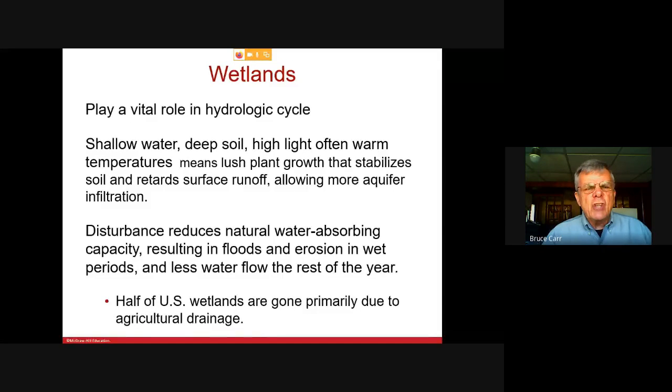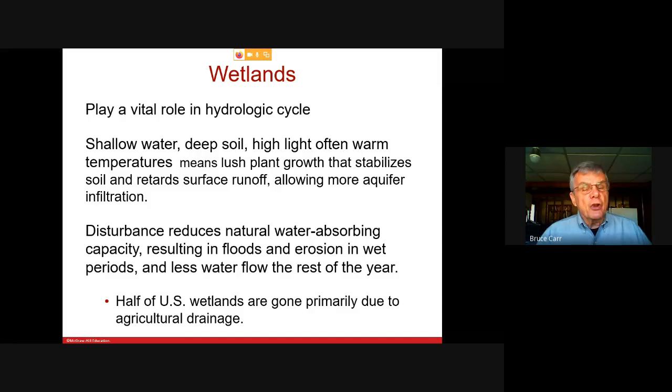Wetlands are shallow, and they have a vital role because of their tremendous productivity. Shallow water with deep soil and high light produces warm temperatures, it produces plant growth, and often wetlands in temperate and tropical regions do experience productivity and growth year-round. A lot of infiltration of aquifers depends on the pressure of water at the surface, and wetlands have a big role in that.